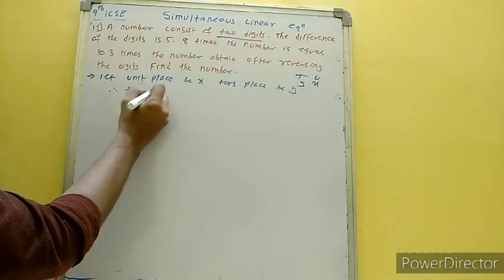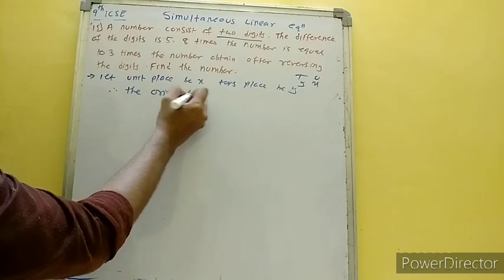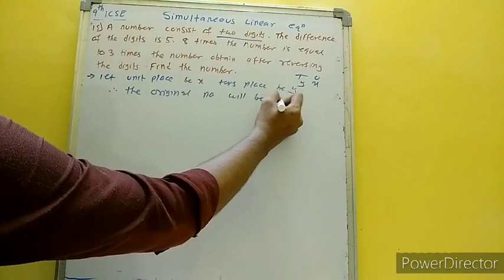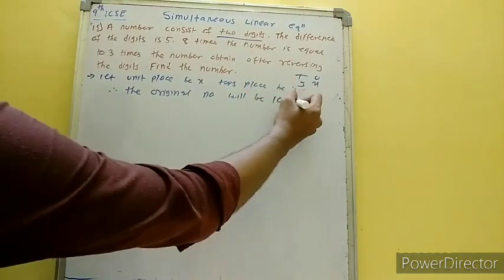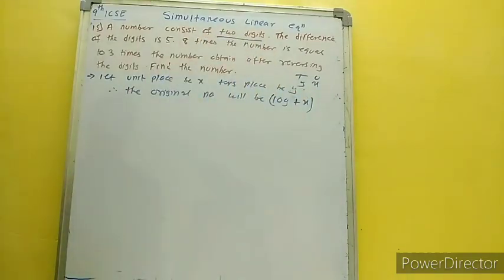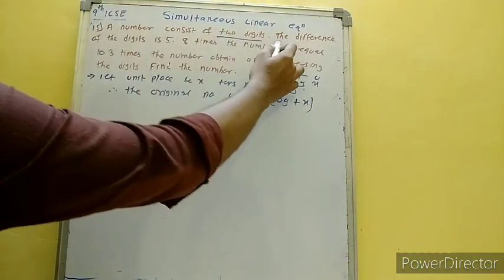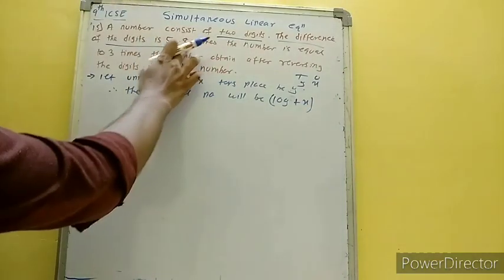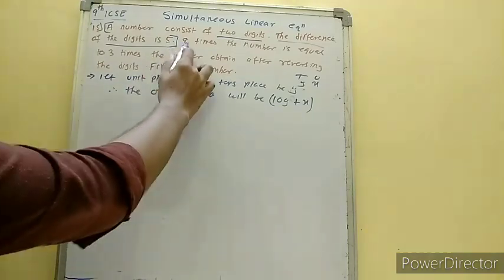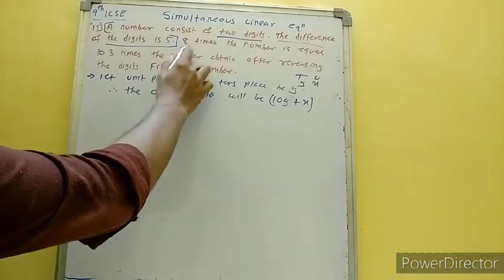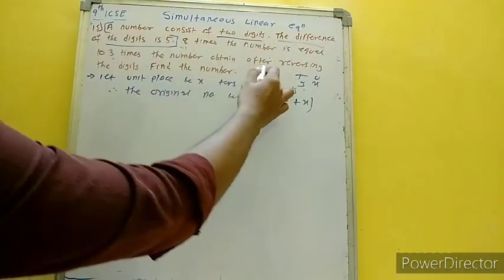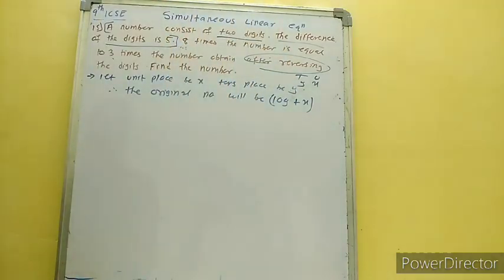Therefore the original number will be 10y because it is at the tens place, plus x. See, we cannot use this difference between the digit is 5 because we don't know which is greater and which is smaller. So I will keep it as it is. 8 times the number, from this I will start. 8 times the number means the original number is equal to 3 times the number obtained after reversing the digit.